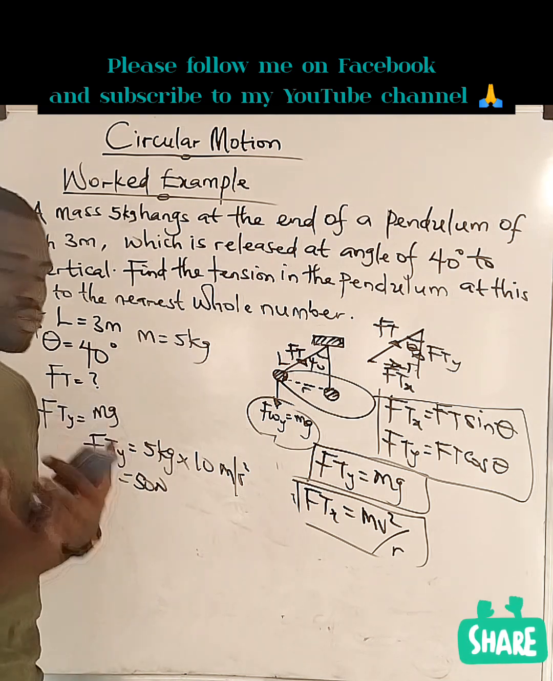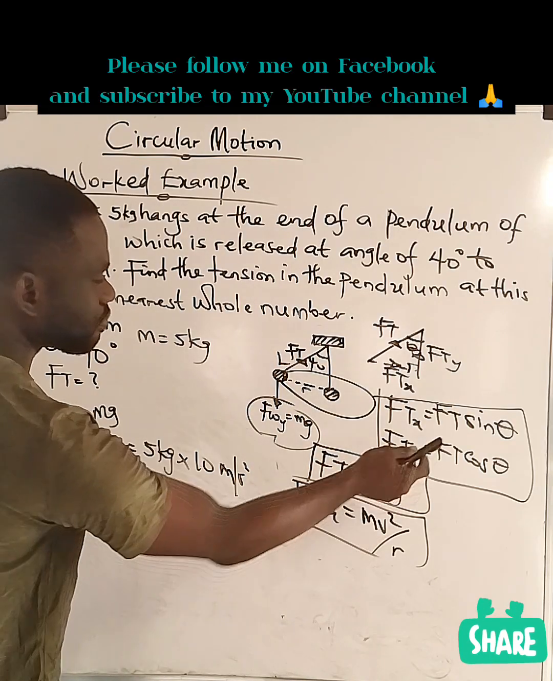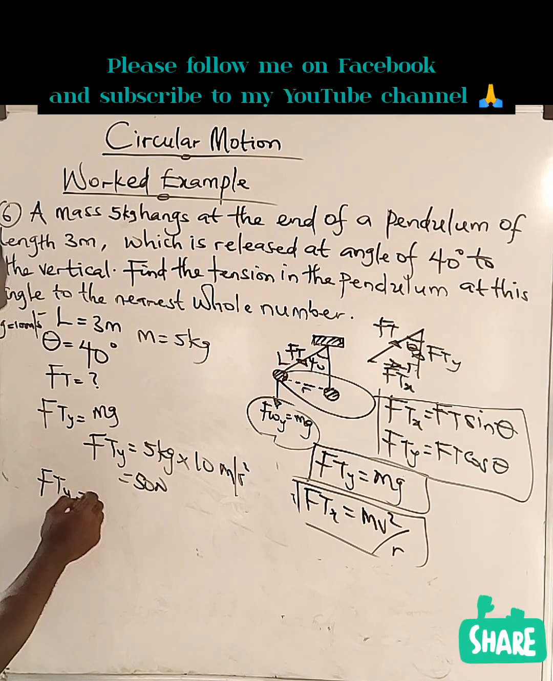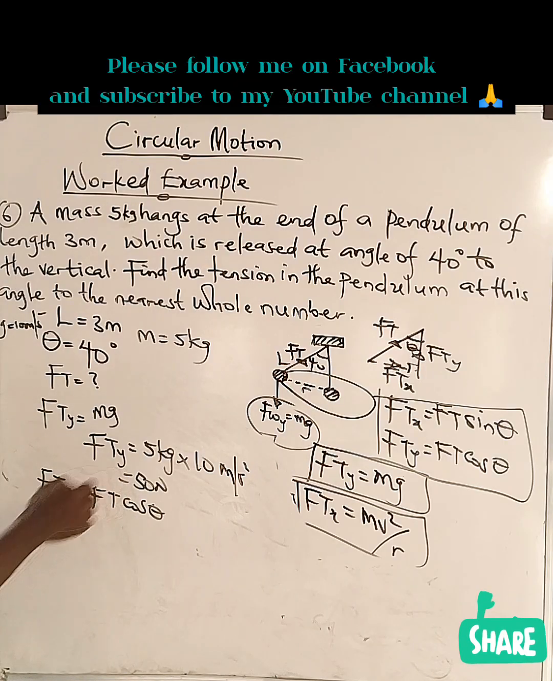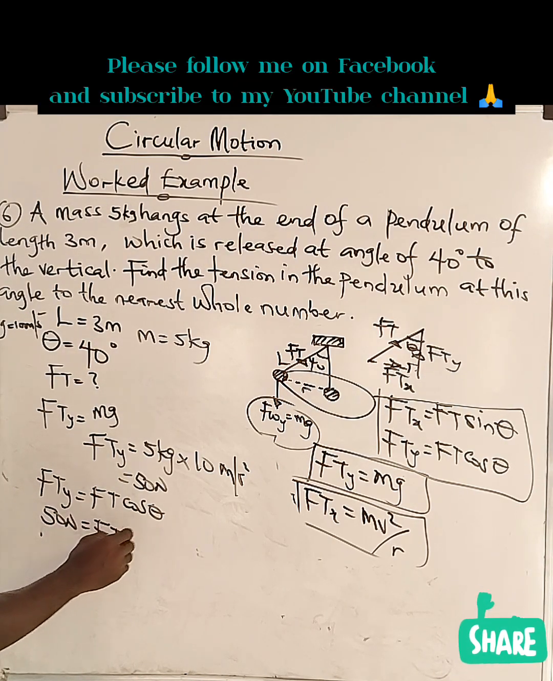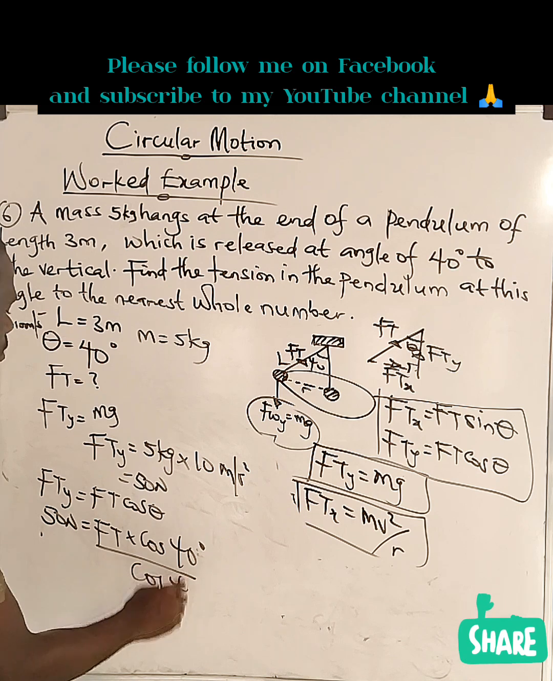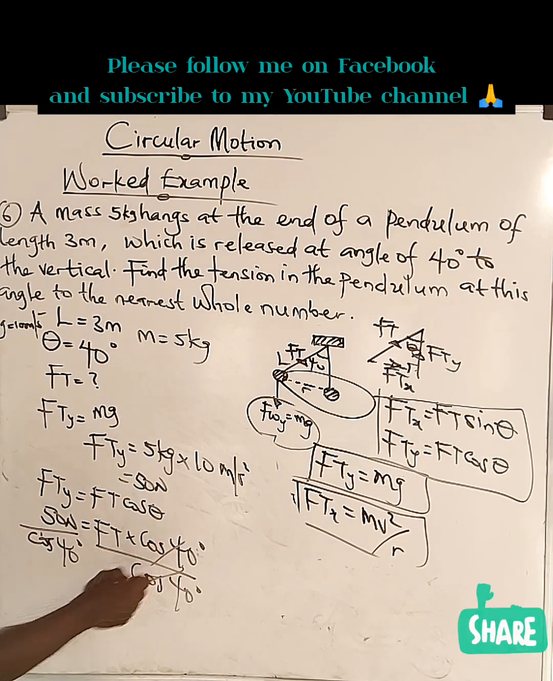Now, if the force of tension along the y-axis is 50 Newton, how do we get the force of tension itself? Don't forget that the force of tension along the y-axis is force of tension times the cos of the angle. So 50 Newton equals the force of tension times cos of the angle. What's the angle? 40 degrees. So you're going to divide all through by cos 40 degrees to get our absolute force of tension.